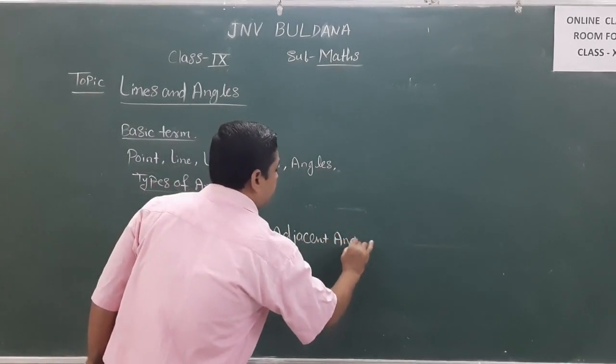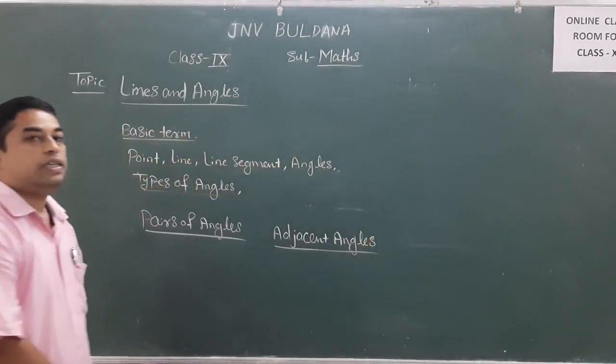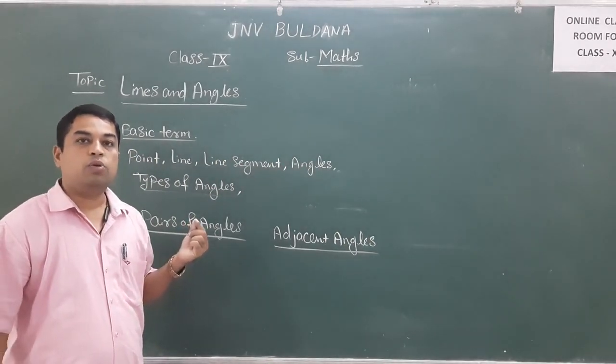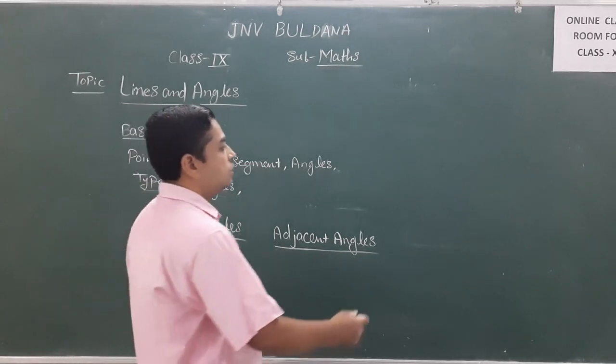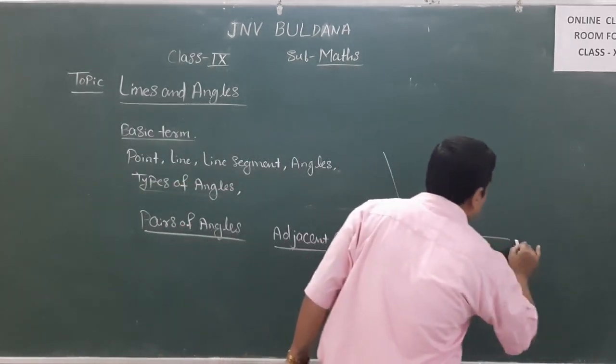What are adjacent angles? Adjacent angles means a pair of angles. But which type of angles are called adjacent angles? So let us see. We will try to recall all these things.